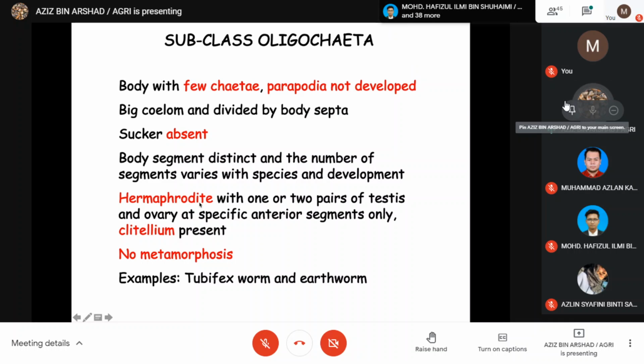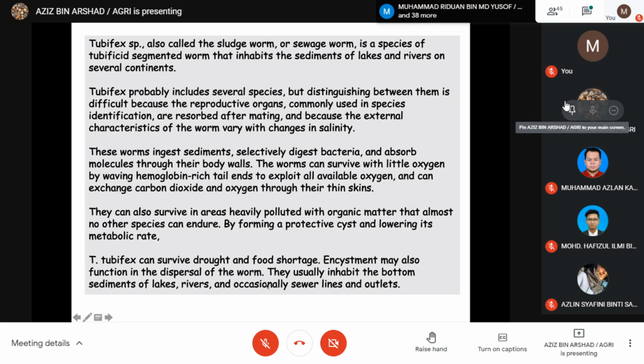They are hermaphrodite. However, in oligochaetes many members are hermaphrodite, while in polychaetes they are dioecious. So with one or two pairs of testes and ovary at certain segments, clitellum present. Clitellum is a segment for reproduction. No metamorphosis, so no larval stages. Examples here are tubifex and earthworm.